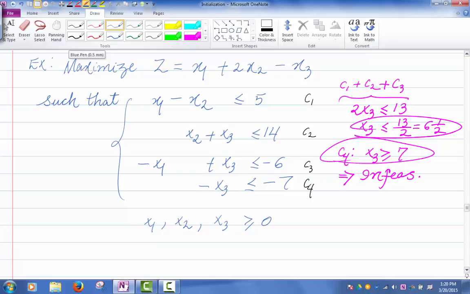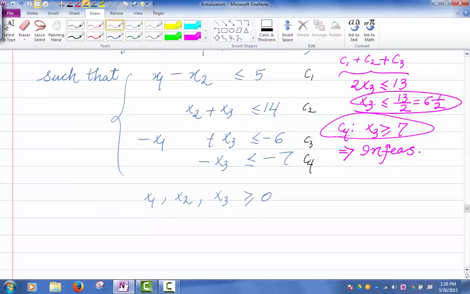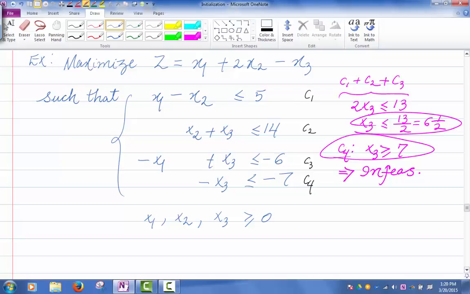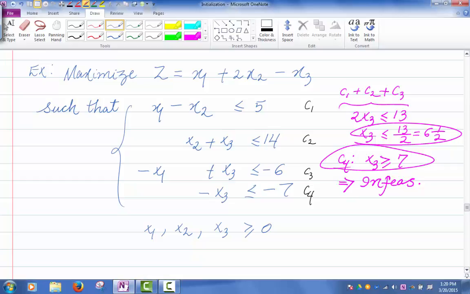Now, of course, like I said, we could only detect something like this for a small problem by hand, but for bigger problems, you want simplex to tell you that it's infeasible, right? If you give Excel an infeasible problem, it better tell you that you got an infeasible problem. Otherwise, it's no good, right? So let's see how we can get this infeasibility answer from the initialization phase.